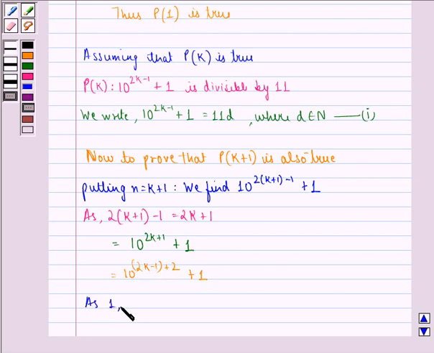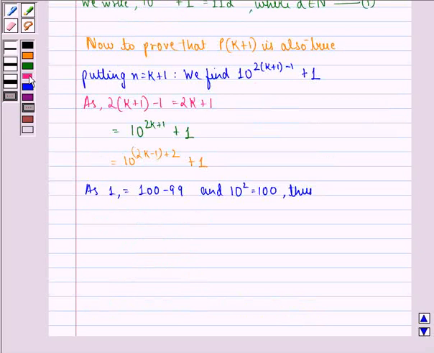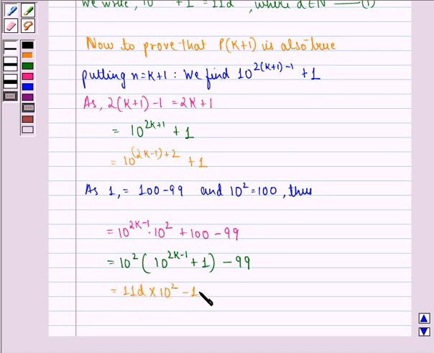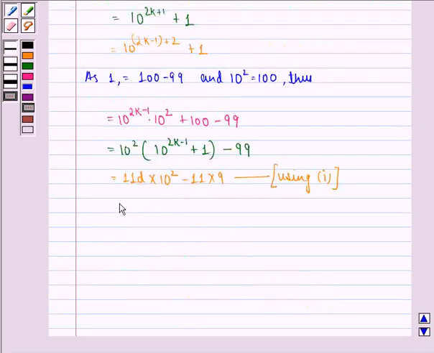As 1 is same as 100 minus 99 and 10 square is equal to 100, thus we get 10 raised to power 2k minus 1 into 10 square plus 100 minus 99. This is same as 10 square multiplied by 10 raised to power 2k minus 1 plus 1, minus 99. This is equal to 11d into 10 square minus 11 into 9, and this we get using the first equation. This is same as 11 into d multiplied by 10 square minus 9.